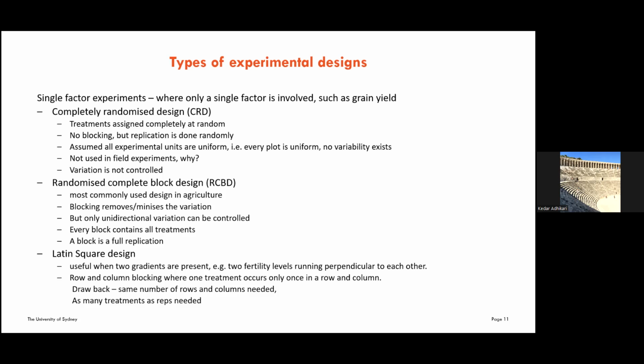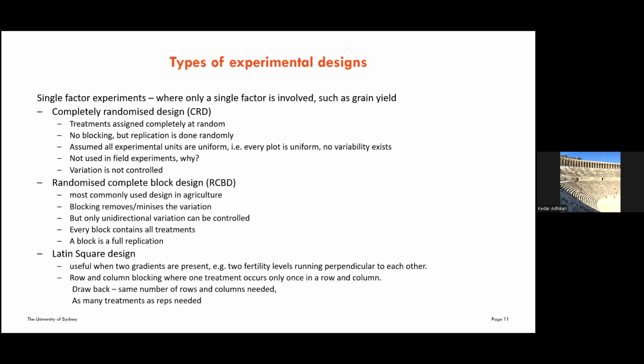Why? Because there is no such thing as having no variability in the field. There is soil variability, there is fertility variability, there is an age effect. There are so many variations there. So we normally don't use this kind of design in the field because we cannot control the variation.